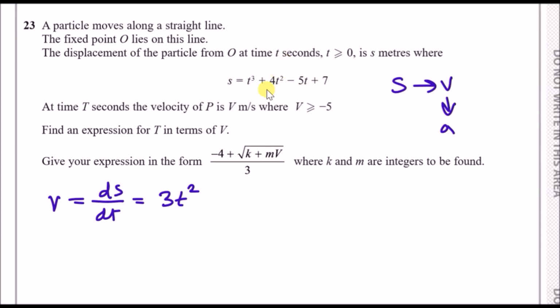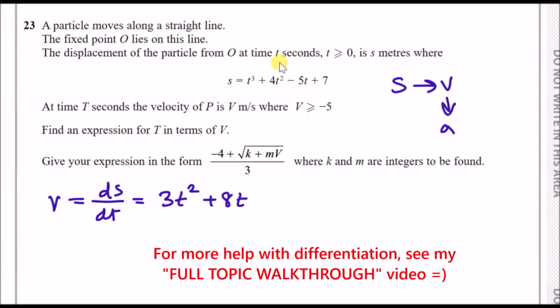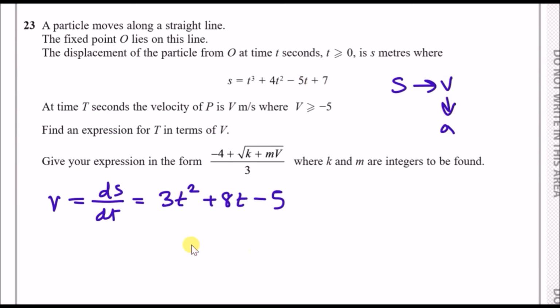Repeat the next step, drop the power down, so you get 4 times 2, which is 8, so plus 8t to the power 1. If you're just left with a t of no power, the t vanishes, so you got minus 5. And if you got a constant, that disappears, because there's no t associated with it. And that's it, guys. So you got a velocity expression of this.